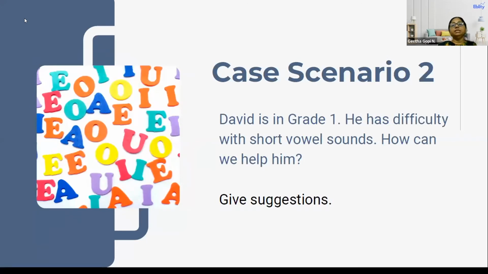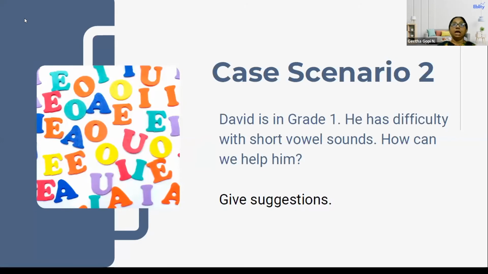So let's go to the case 2 scenario. This is about David, who is in grade 1, and he has difficulty with short vowel sounds. So the vowels are A, E, I, O, U. These are the short vowels, and the short vowel sounds.